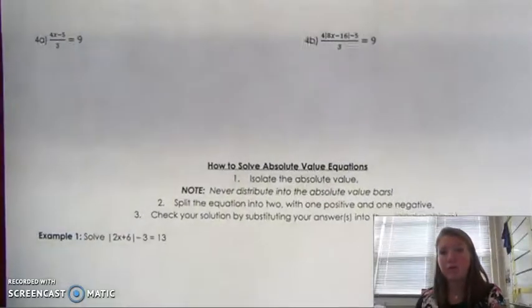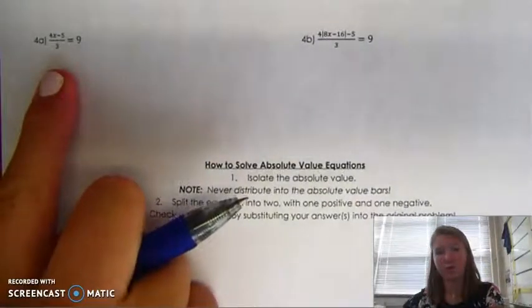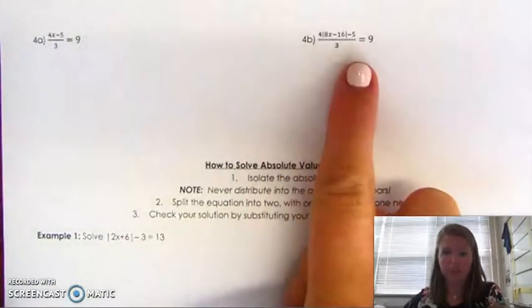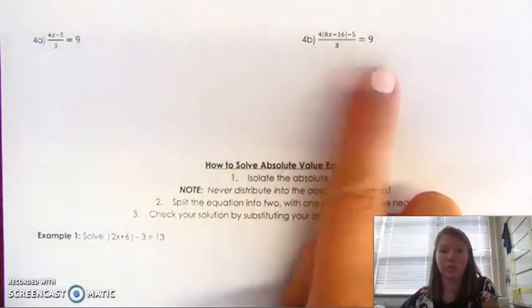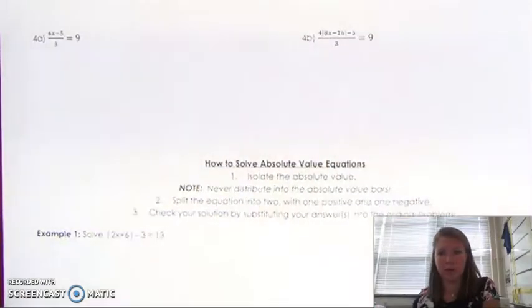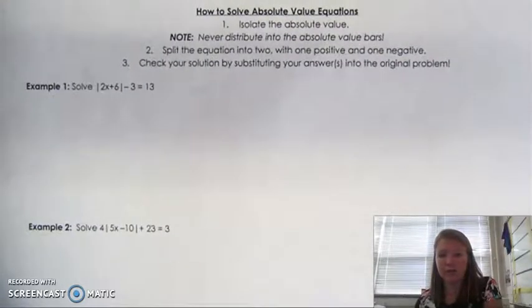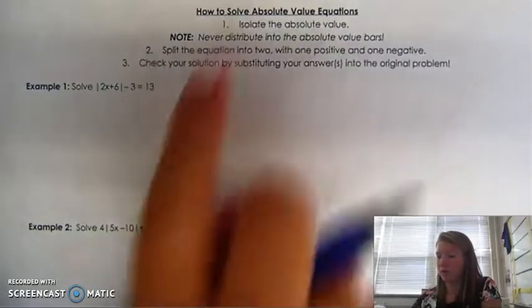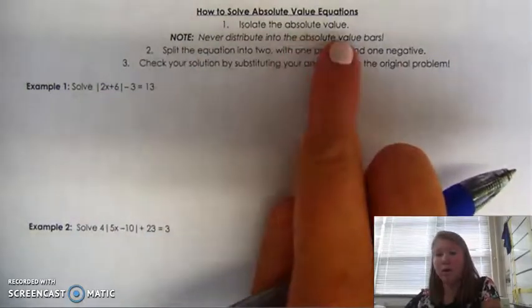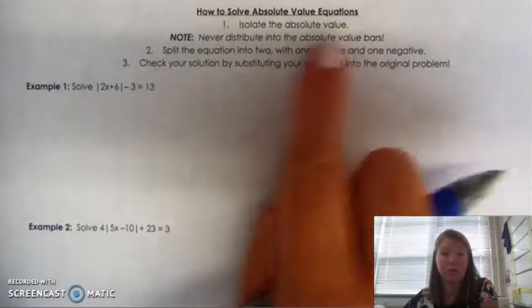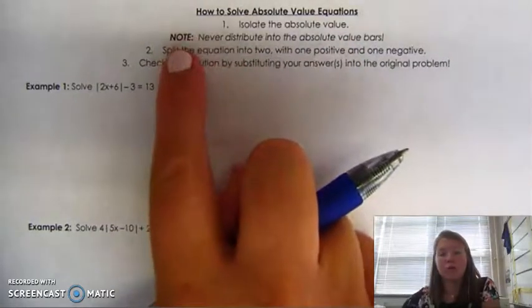So on page 2 of the notes, you have another example of solving a linear and then solving an absolute value equation with similar characteristics. But we're going to skip that one. Feel free to try it on your own. We're going to skip down to how to solve absolute value equations, since that's our goal for this lesson. So we're going to isolate the absolute value portion of the equation first, which is what we've been doing on the previous page. There's a note here that's very important.